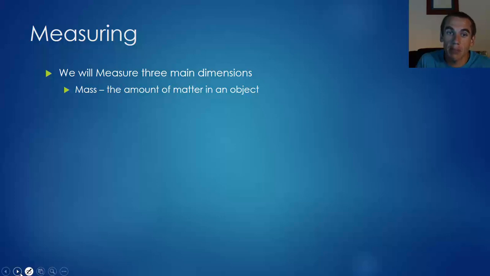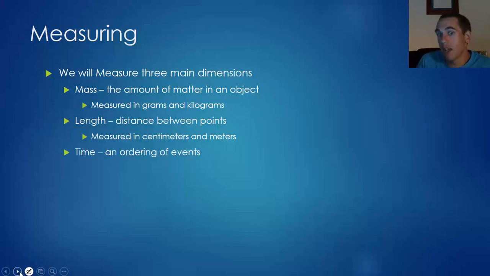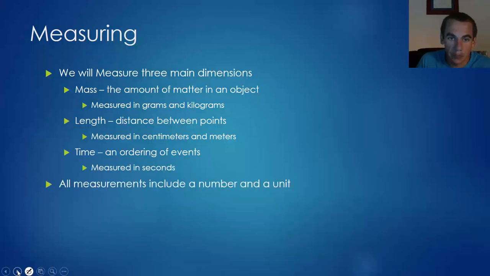Mass, the amount of matter in an object, measured in grams or kilograms. Usually we're going to measure in kilograms, but for small things we'll measure in grams. Length, like I said, distance between points, we'll measure that in centimeters or meters. You guys were already doing that. Length of your pendulum, you guys measured in centimeters. Longer distances, we'll use meters. Time, which is an ordering of events, you guys were measuring time already, and of course we do that in seconds. Now remember, when you make a measurement, all of your measurements include a number and a unit.